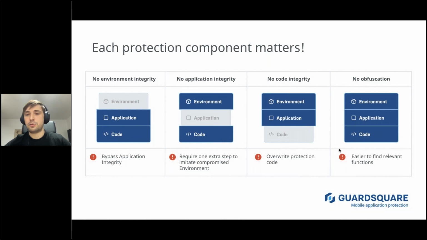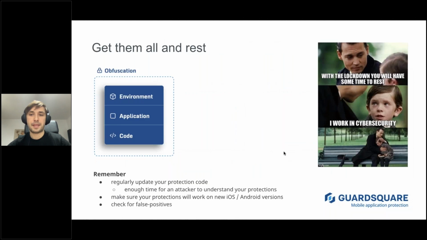So we should also make sure to checksum our code to make sure that nothing is overwritten there. And then we should also remember about obfuscation, because if we don't obfuscate the app, it's just easier to find relevant symbols inside the app, like function names, variable names, or class names. So here you should remember that we really need all of those components to make our app secure. You should have environment integrity, application integrity, and code integrity, and obfuscate it all just to be sure that no one understands our code.